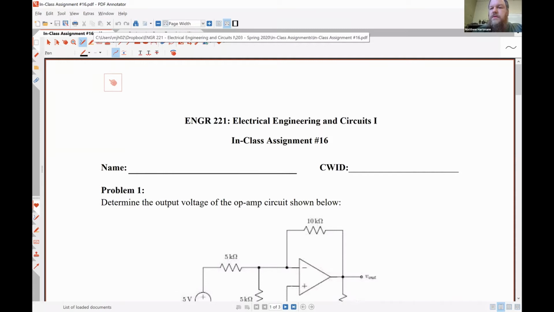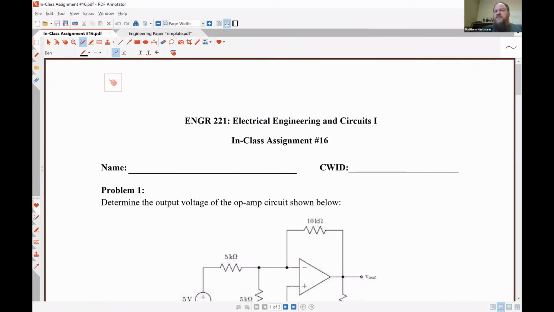So we're going to start by looking at the in-class assignment 16 again, but from a slightly different perspective. I hope that you guys actually watched the video. This is what we were trying to do yesterday before I realized I couldn't do it because my computer was misbehaving.